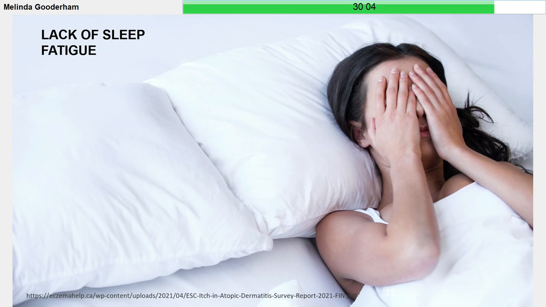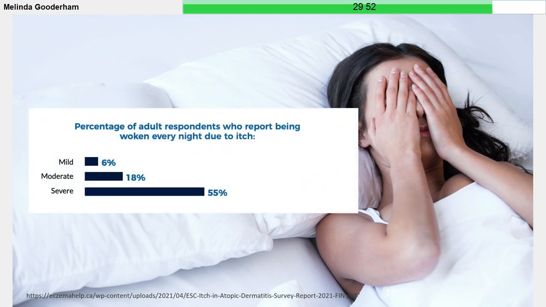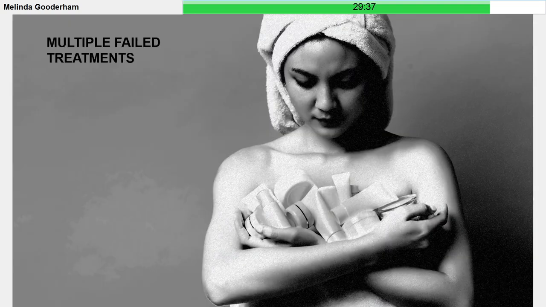We heard a lot earlier this morning about the lack of sleep in this population and the fatigue that they suffer. In Canada, 79% of patients with moderate to severe disease reported interrupted or lost sleep. And if you looked at the percentage of adult respondents who reported being woken up every single night due to itch, it was 1 in 5 patients with moderate disease, and 1 in 2, or every other patient with severe disease, being woken up every single night due to itch.